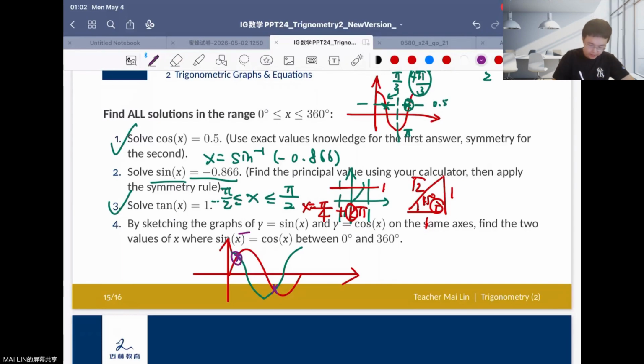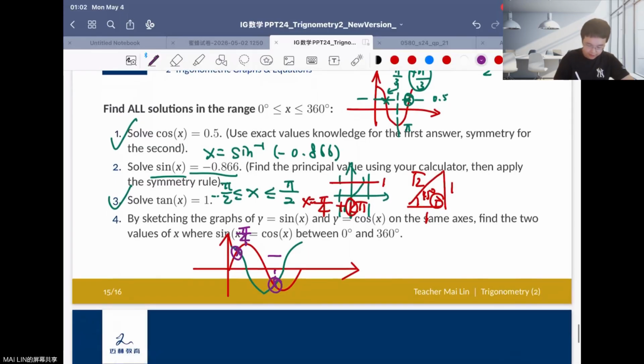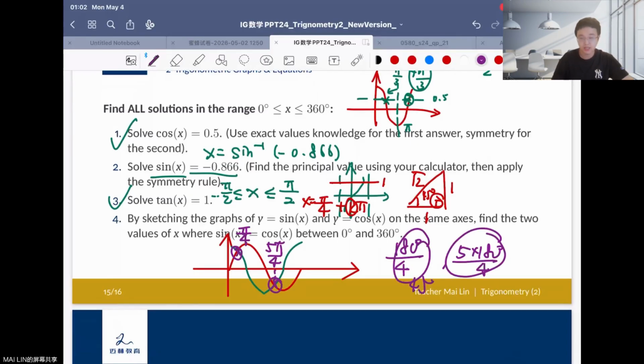So this point is pi over 4, and this point you can just try to find like here. That is pi plus pi over 4, okay? So this value is 5 pi over 4, okay? Because 1 pi equals 180 degrees, you can set this value as 180 degrees over 4, and 5 times 180 degrees over 4, okay? This value is 45 degrees, and this value is 45 degrees times 5, which is 225 degrees, okay?